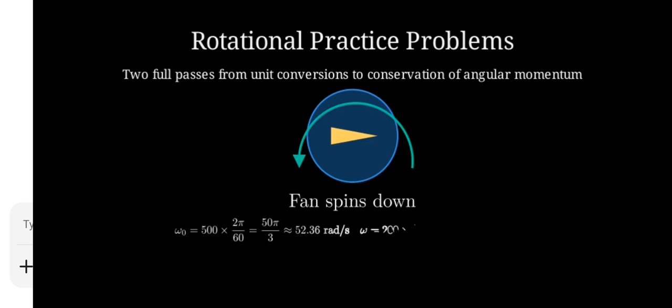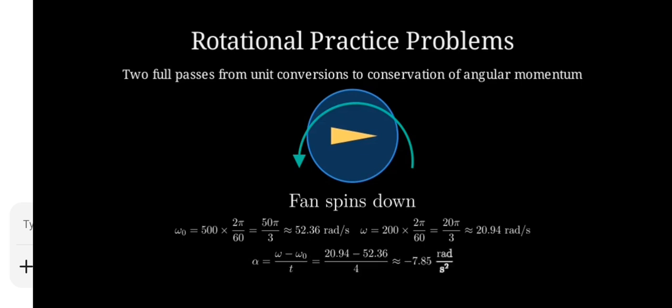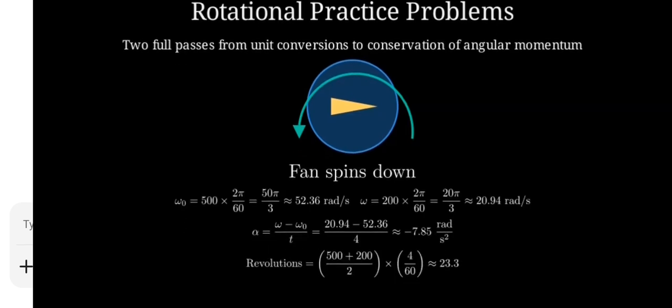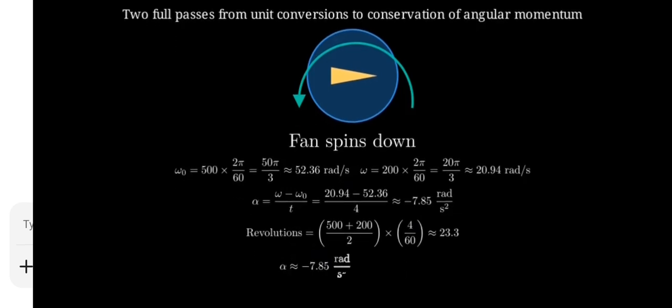Next, we convert both speeds to radians per second by multiplying by 2 pi over 60. Then we apply omega equals omega 0 plus alpha times t to solve for the angular acceleration. To find the total revolutions, we average the two speeds in revolutions per minute and multiply by 4 seconds over 60, giving about 23.3 revolutions. The angular acceleration is negative 7.85 radians per second squared.